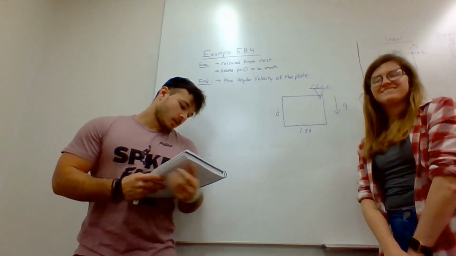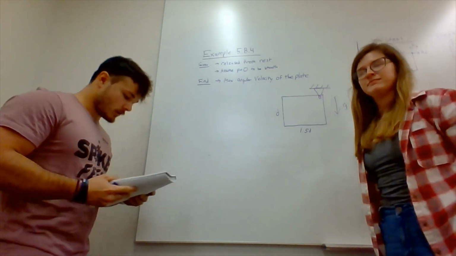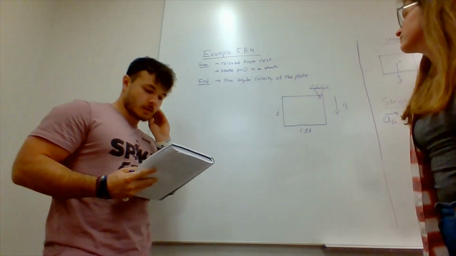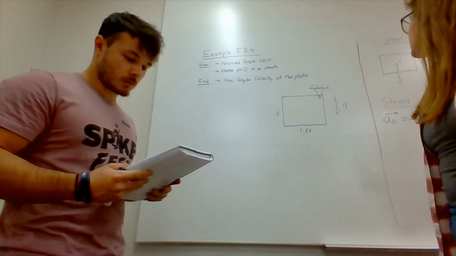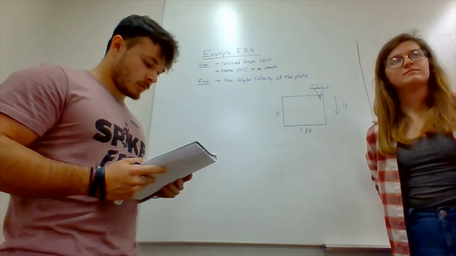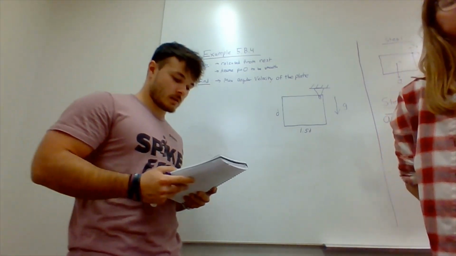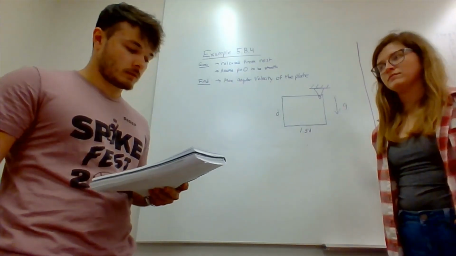Now McKenna. Today we're walking through example 5b4. A homogeneous rectangular plate is released from rest with its upper surface being horizontal. Assume the pin at O to be smooth. What we're finding is determining the maximum angular velocity of the plate as it rotates about its pin support at O.